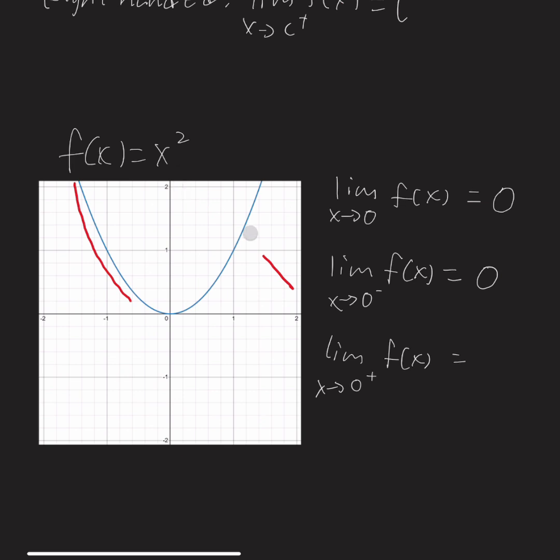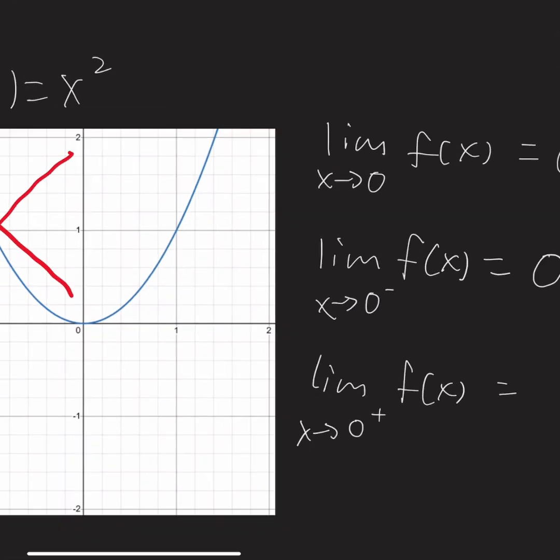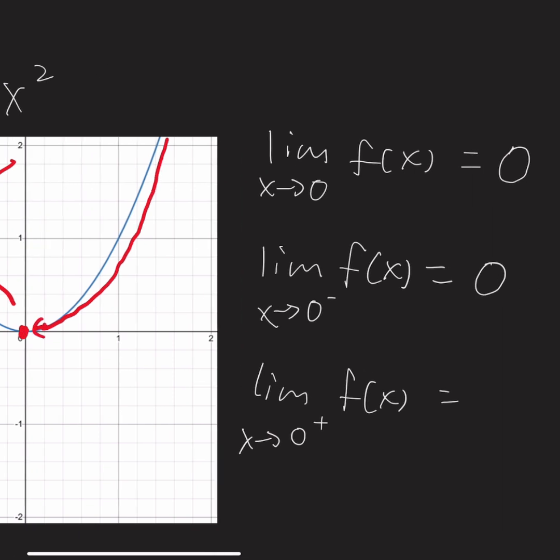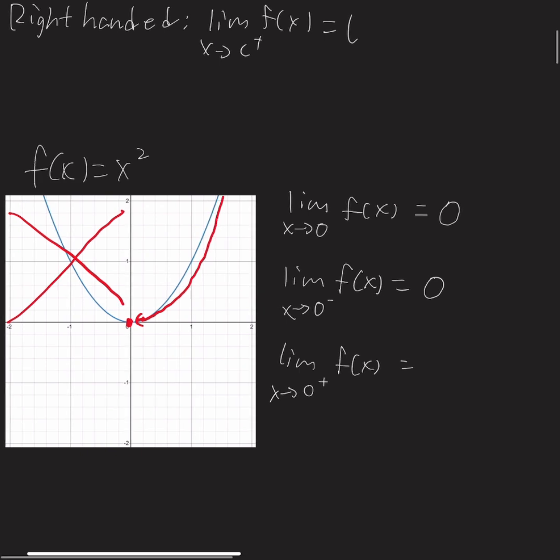And the same thing for the right-handed limit. We are totally ignoring what's happening on the left side, only concentrating on the right side. We see f of x is really large, but as x approaches 0, f of x is getting closer to 0. So the limit as x approaches 0 from the positive side is also equal to 0.